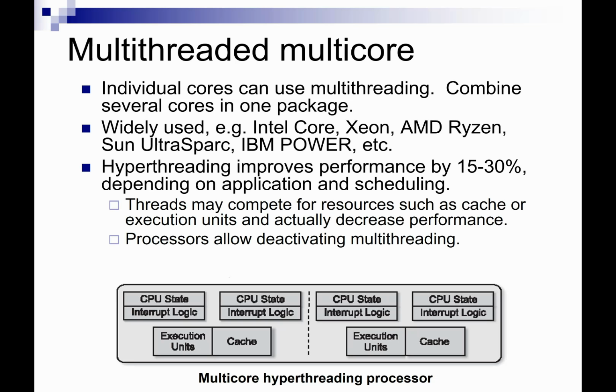Sometimes when you run several threads concurrently, you could actually have worse performance than if you just run a single thread. This happens, for example, when the threads compete for resources, like the cache. If this happens, you can detect this through code profiling, and the processors usually allow you to deactivate the multi-threading when you actually get worse performance.